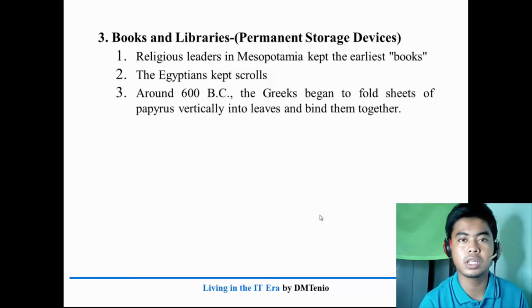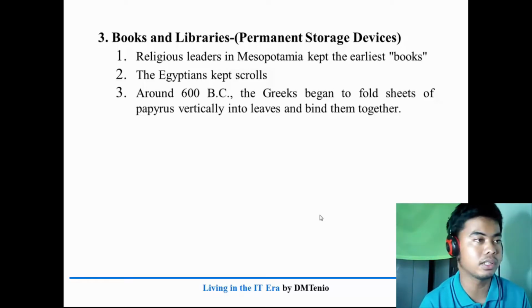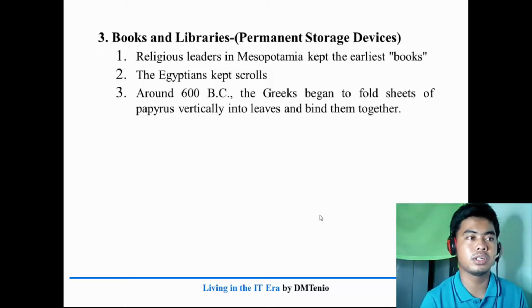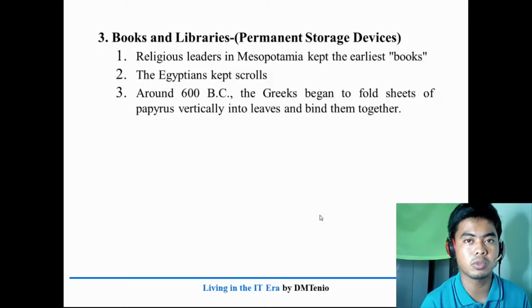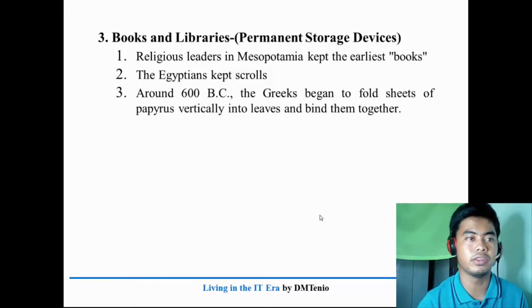Then number 3, books and libraries. This belongs to permanent storage devices. Religious leaders in Mesopotamia kept the earliest books. Then the Egyptians kept scrolls. What we usually hear about, for example in the Bible, are the scrolls found in ruins. Then around 600 BC, the Greeks began to fold sheets of papyrus vertically into leaves and bind them together.